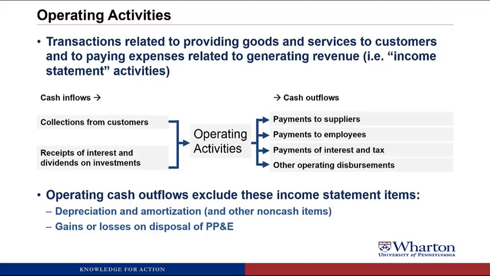Also, sometimes we get gains or losses on selling something like property, plant, and equipment, which affect our income statement, but we don't want to show the cash flow in the operating activity section. We want to show it in the investing activity section, so we need to adjust for that. We're going to make these adjustments later on in the week, but I just wanted to put them in the back of your mind right now.